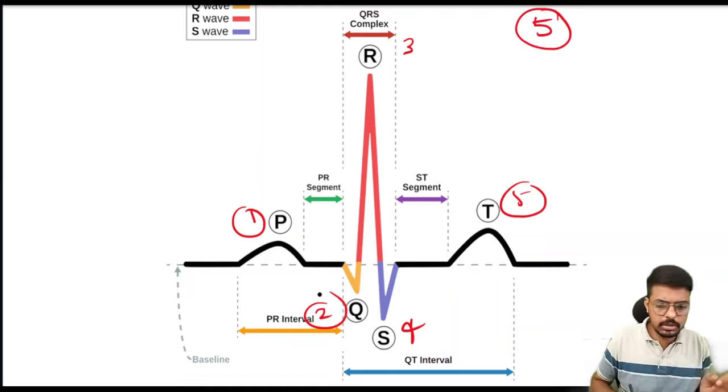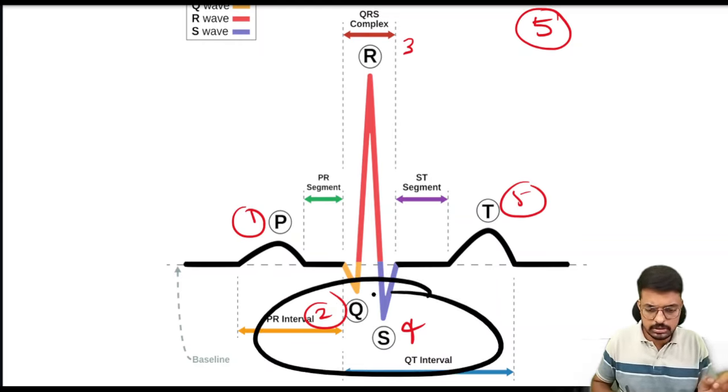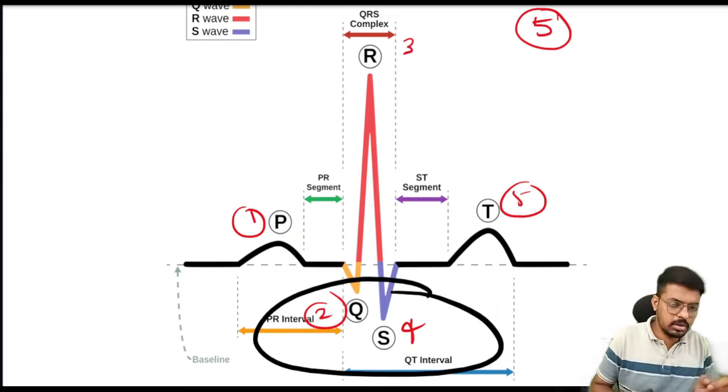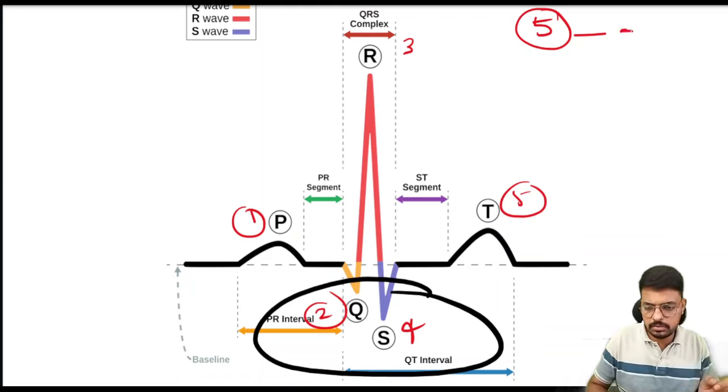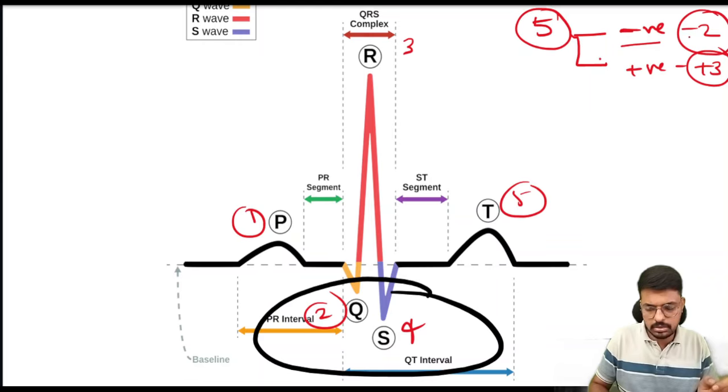How many negative waves? 2 negative waves, that is the Q and S. Okay, 2 negative waves and 3 positive waves. It's important.